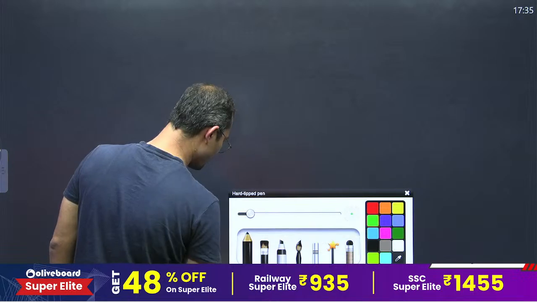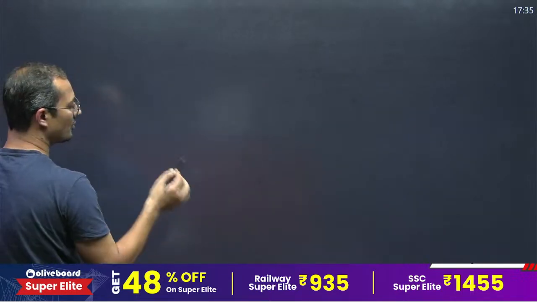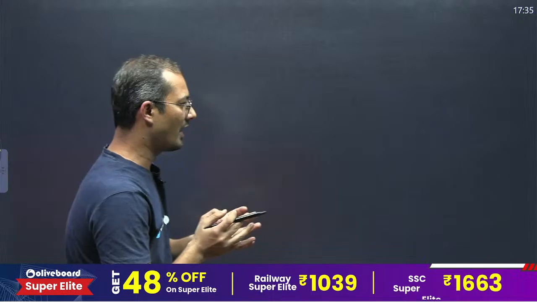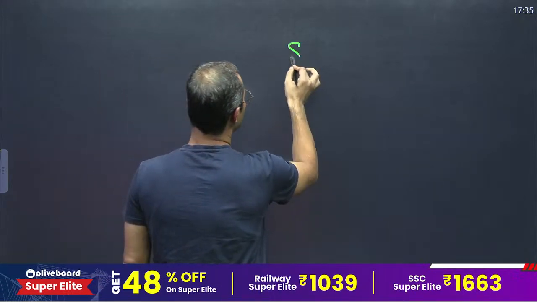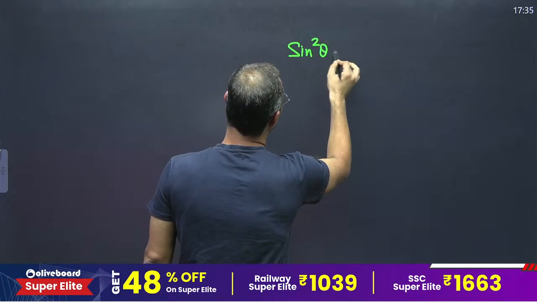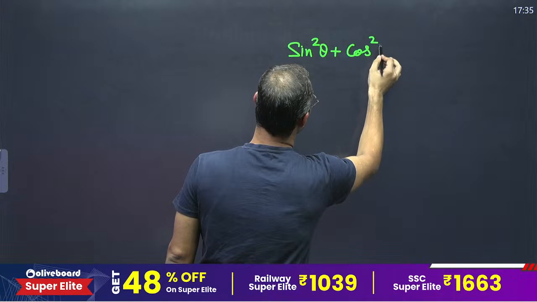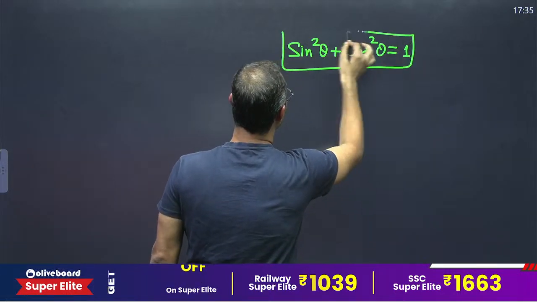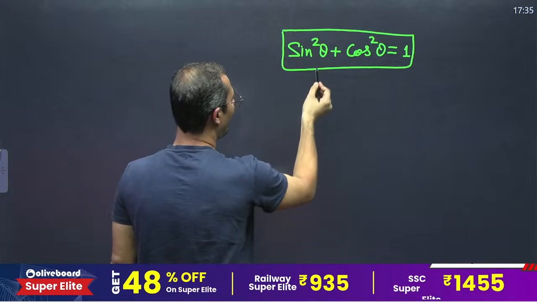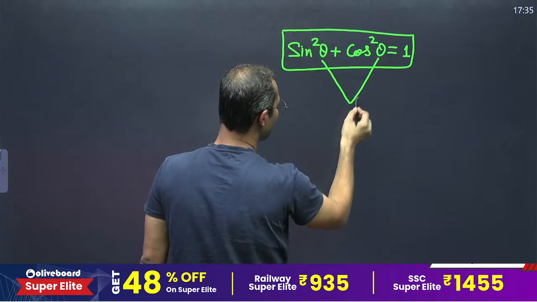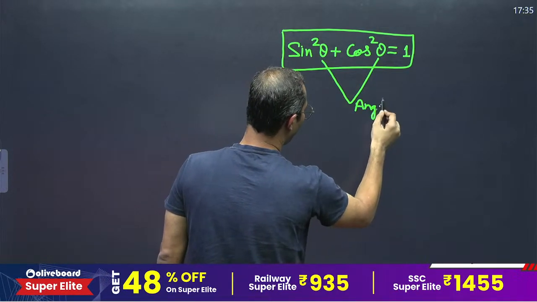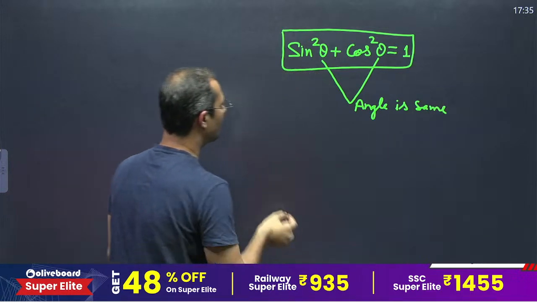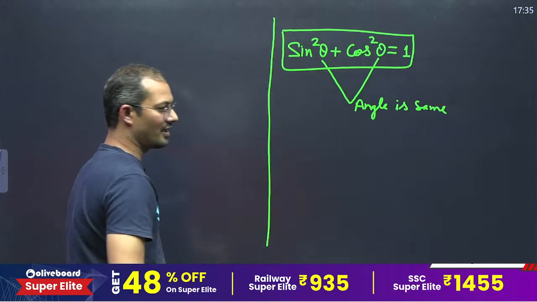See, what is the concept here? We already know the identities, right? So the identity is sin square theta plus cos square theta is equal to 1. We know this is the identity. And the important point is that the angle is the same, right? Theta is the same, the angle is the same in each identity, right? But we have some conditional relation.